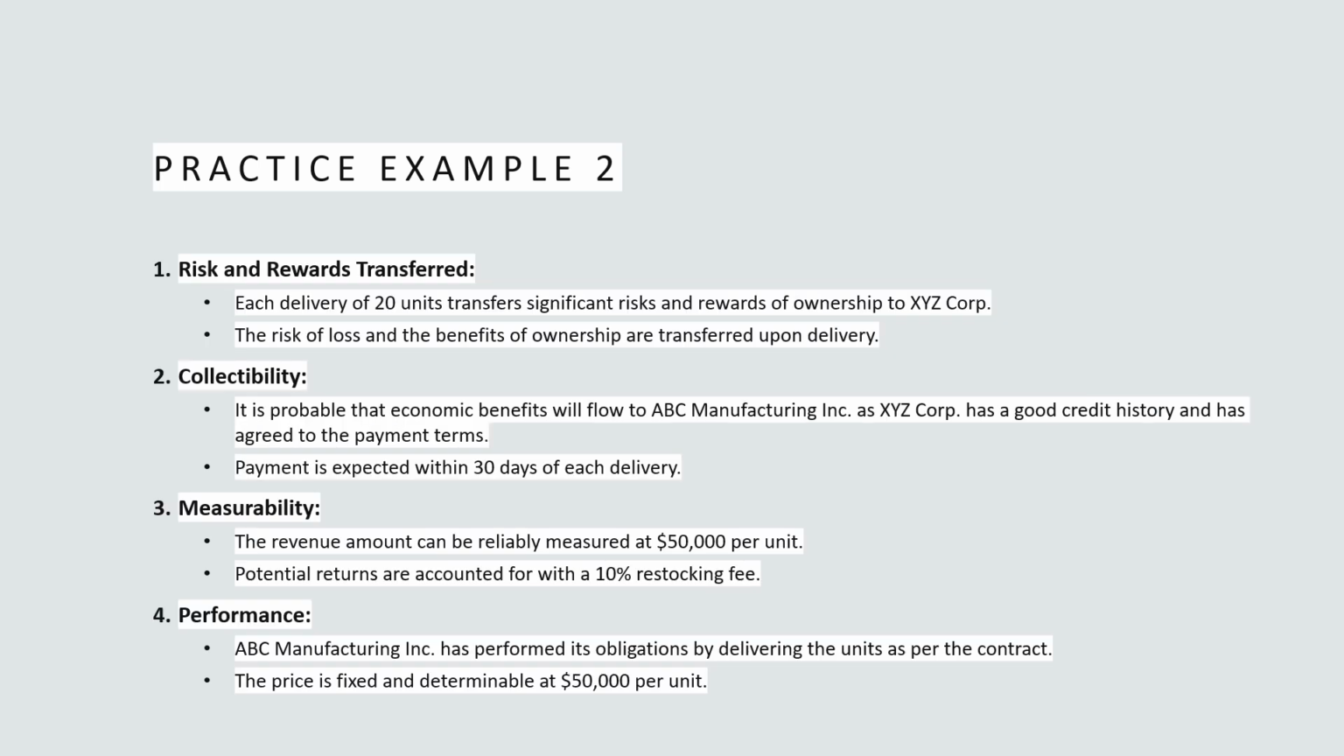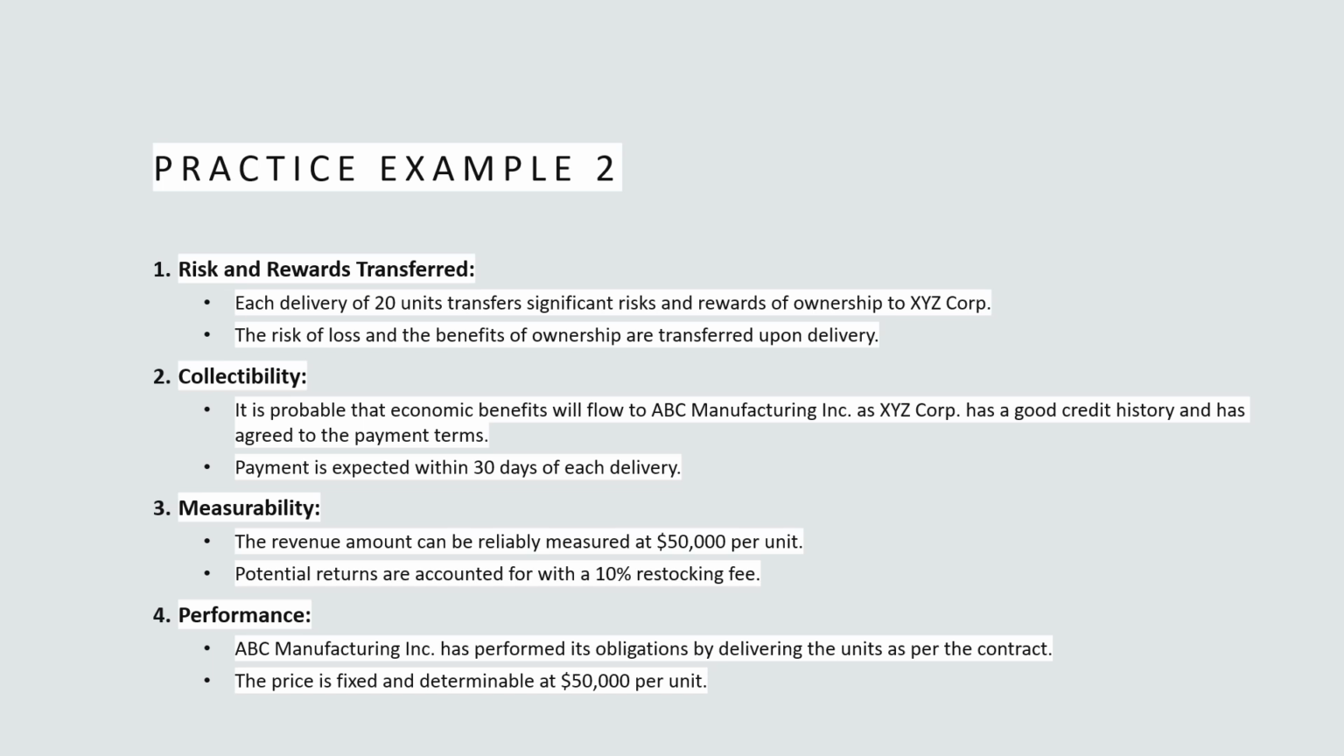So let's now look at the 4 revenue criteria. Number 1, risk and rewards transferred. Each delivery of 20 units transfers significant risks and rewards of ownership to XYZ Corp. The risk of loss and benefits of ownership are transferred upon delivery. So this is met.